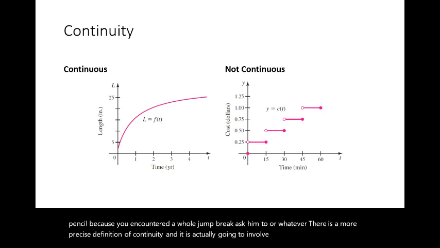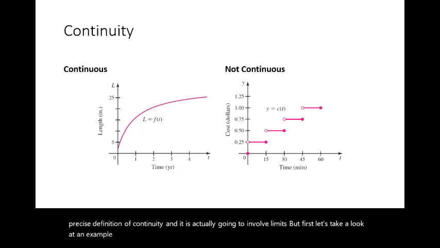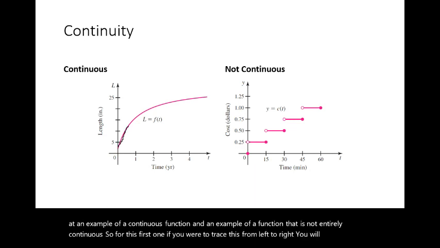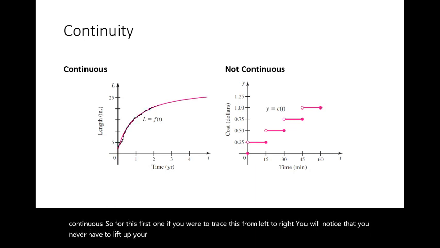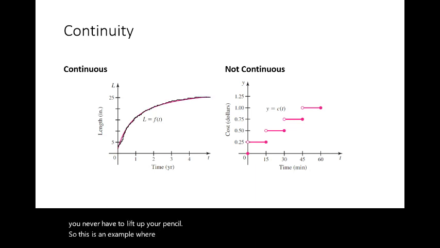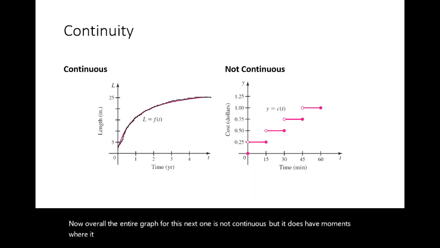But first, let's take a look at an example of a continuous function and an example of a function that is not entirely continuous. So for this first one, if you were to trace this from left to right, you will notice that you never have to lift up your pencil. So this is an example where the entire graph is continuous. Now, overall, the entire graph for this next one is not continuous, but it does have moments where it is continuous. So for this first section right here that I've just traced, that was all continuous because I didn't have to lift up my pencil until I got to here.